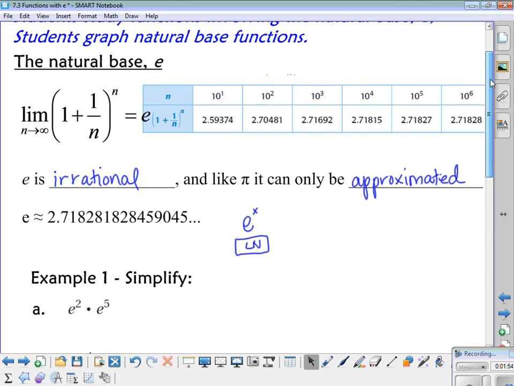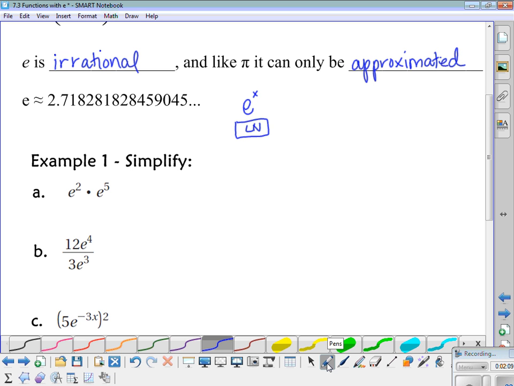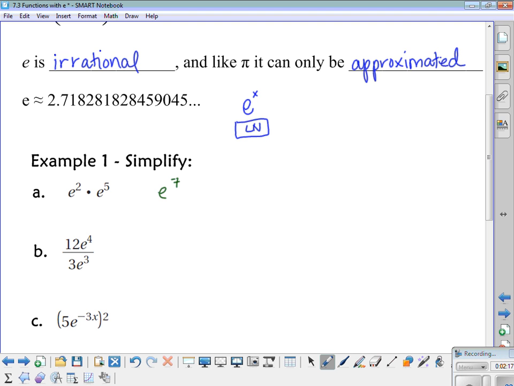Okay, so some examples. We can simplify expressions with e as the base, just like we did when we had numbers as bases, or variables, or you can just think of it as another thing. So if I have e squared times e to the 5th, that's going to equal e to the 7th power, because we just add our exponents when we're multiplying powers.